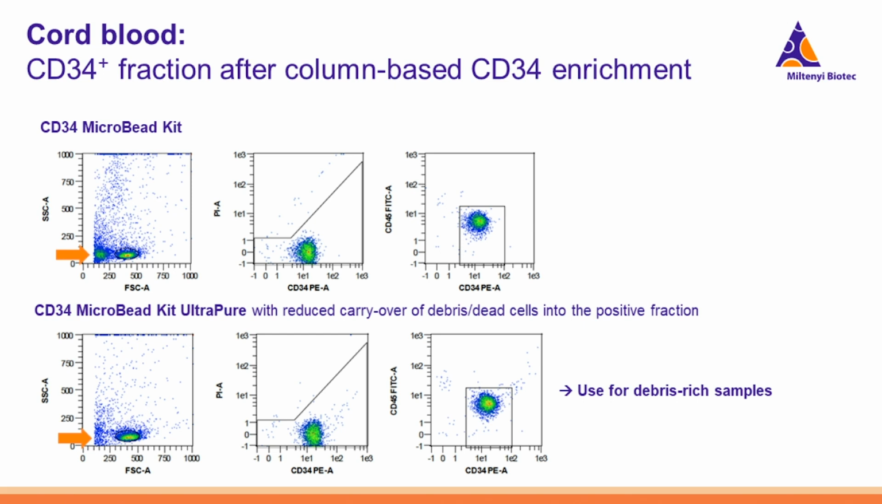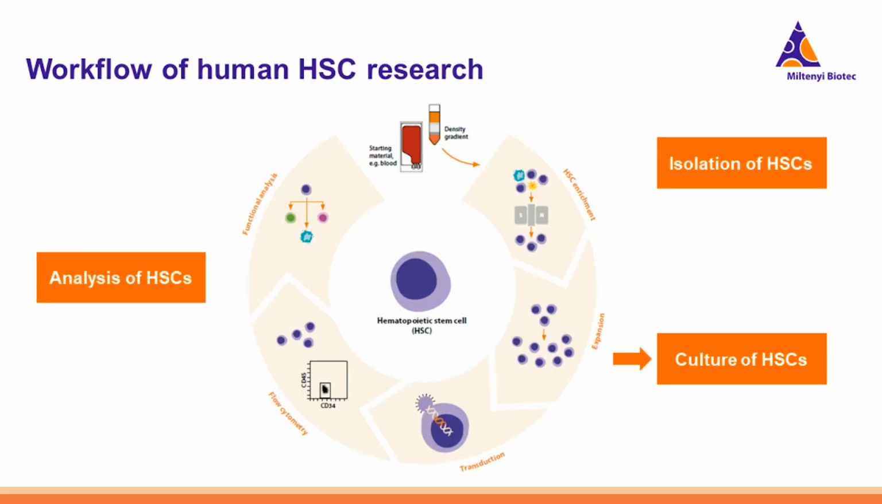The CD34 microbead kit UltraPure is as easy to use as the classic CD34 microbead kit and also suited for all routine applications. After isolation, the HSCs need to be cultured. For the culture and expansion of HSCs, it is important to add cytokines to maintain the differentiation potential. So let's have a look at what is the smartest way to culture human HSCs.